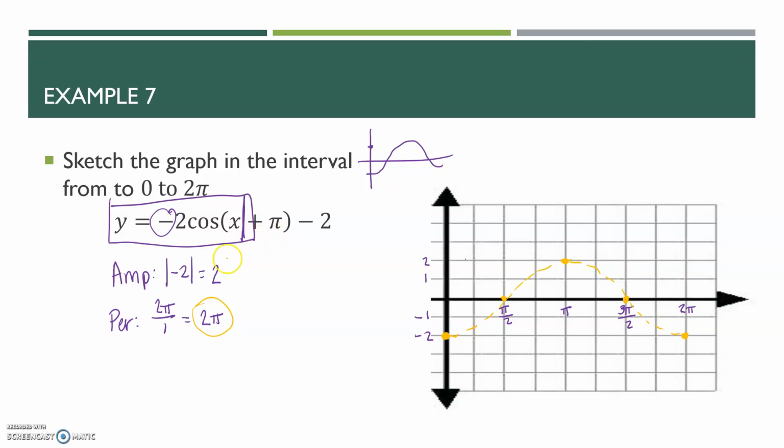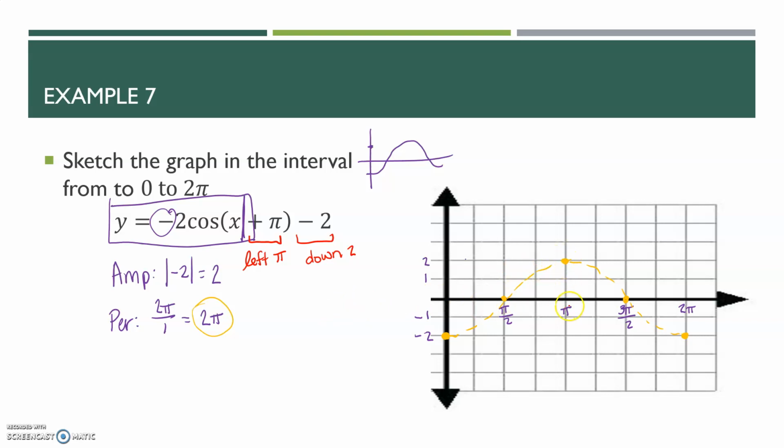Now, we need to do some shifting. So we need to shift everything left pi because it's inside, so we do the opposite. And this one we are going to shift down 2. So each point is going to get shifted left pi units. Well, if I look at this first point, it's going to go way over here. So I'm not going to worry about that. This one is actually also going to get shifted past 0, negative. And so I don't care about this one.